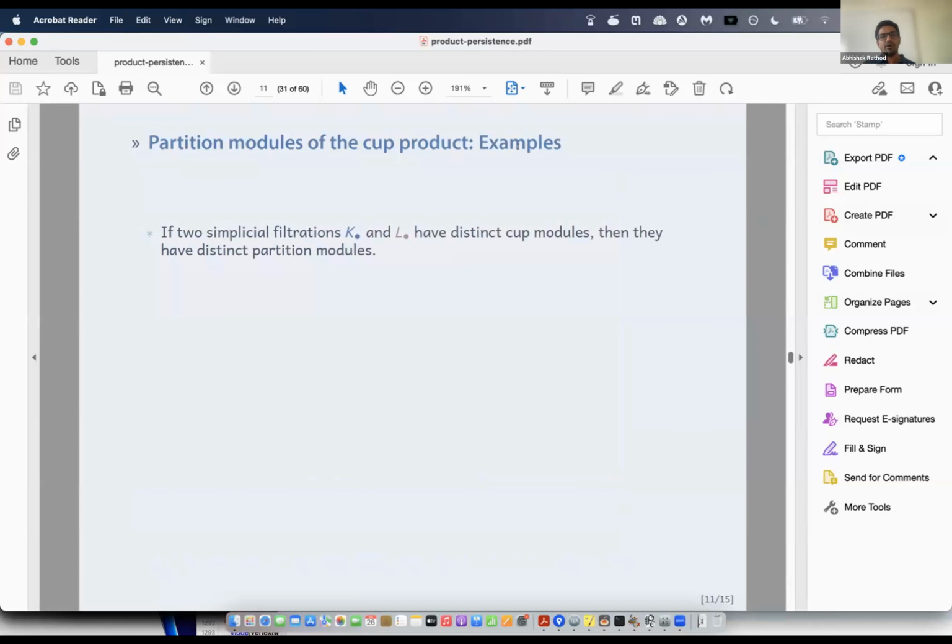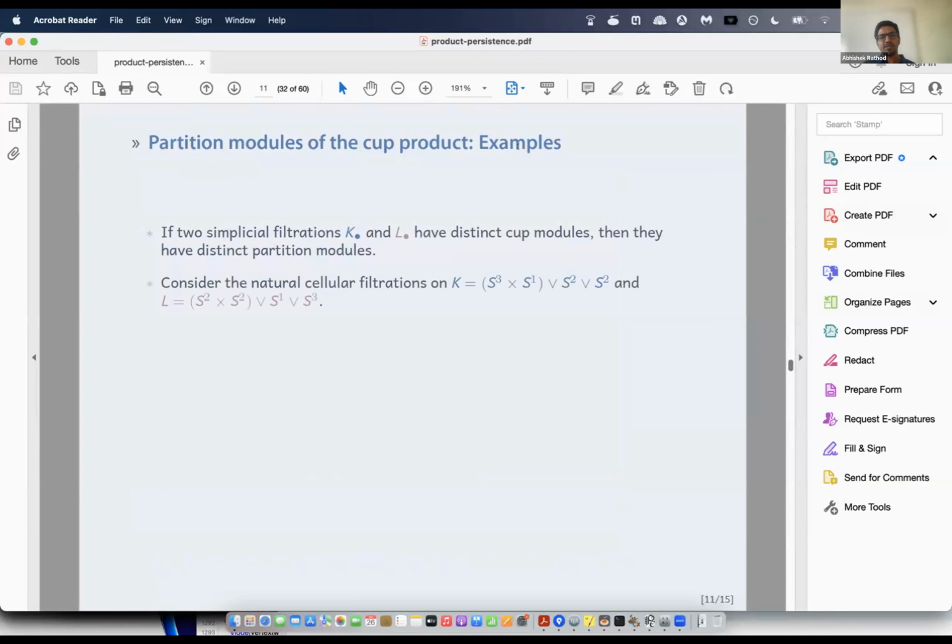Now that we have defined what this invariant is, we want to see how strong it is. If you are given two simplicial filtrations that have distinct cup modules, then their partition modules are also distinct. So this tells us that the partition invariant is at least as strong as the cup module invariant. But the question is, is it stronger? Here's an example which tells you it's stronger.